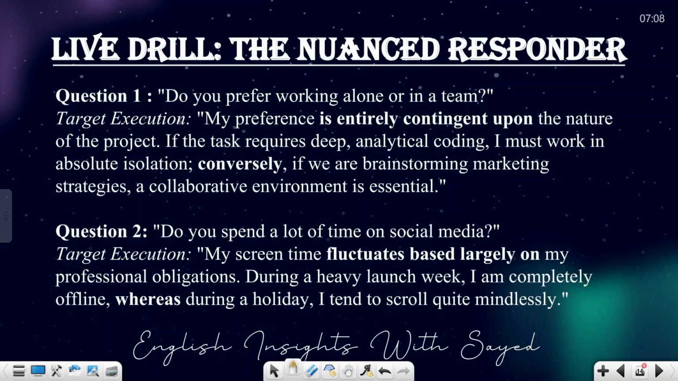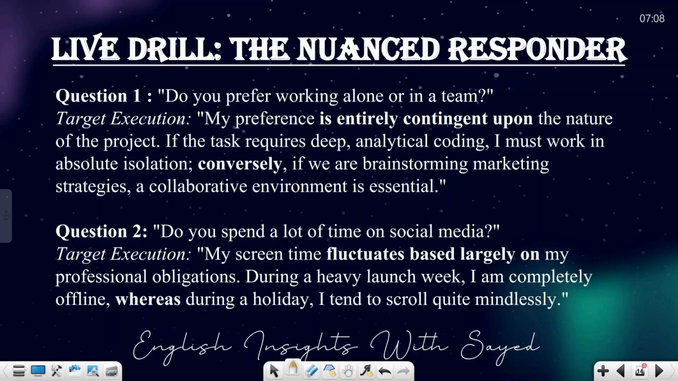Okay, now another question. Do you prefer working alone or in a team? So how could you make it? My preference is entirely contingent upon the nature of the project. If the task requires deep analytical coding, I must work in absolute isolation. Okay, by myself, all alone. Conversely, if we are brainstorming marketing strategies, a collaborative environment is essential.